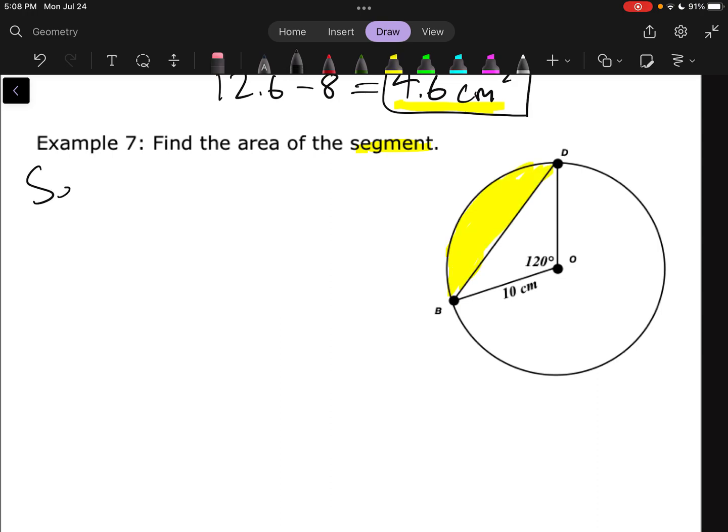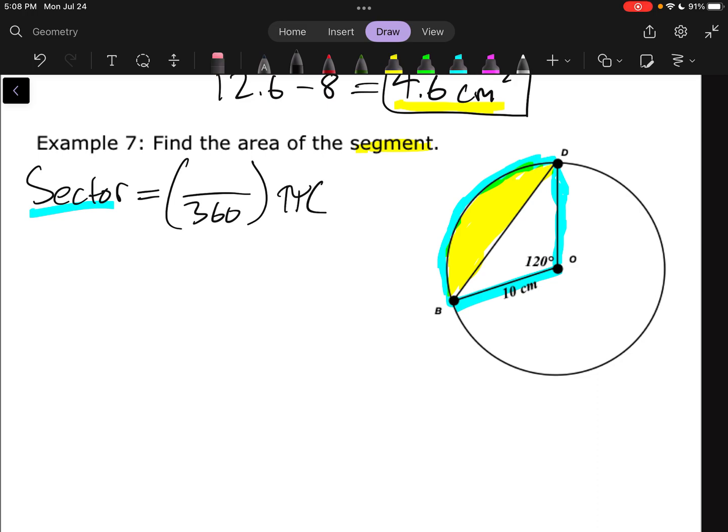Step one of this process, find the area of the sector. Now the sector will be this whole big old piece of pizza, right? The formula for that is degrees over 360 times pi r squared. We know it takes up 120, and we can see that our radius is 10. So let's start there. 120 over 360 times pi times 10 squared is giving me 104.7.